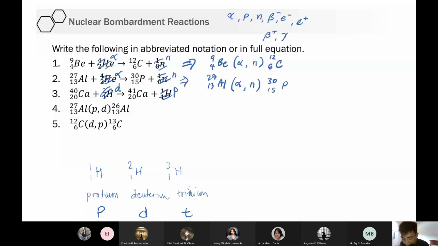So, you can rewrite this as 40-20 calcium, D, comma, P, then 41-20 calcium. Okay? So, again, yung mga nasa left side, yun yung nasa reactant. Yung nasa right side ng comma, yun yung nasa product side.